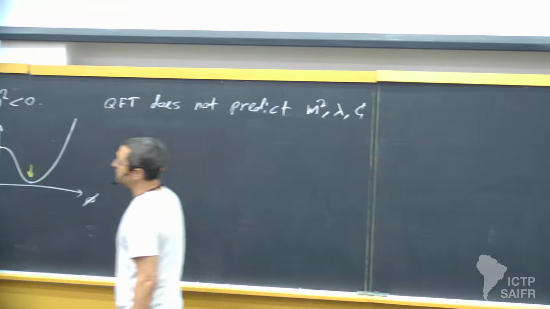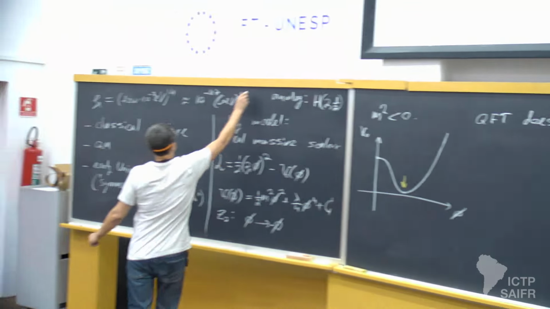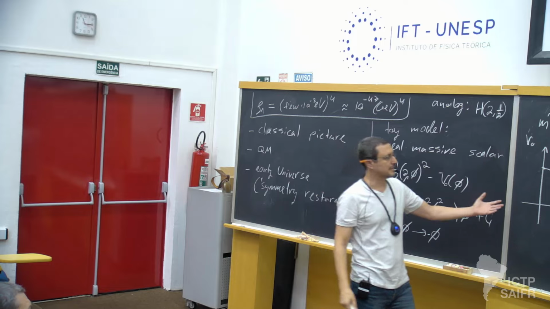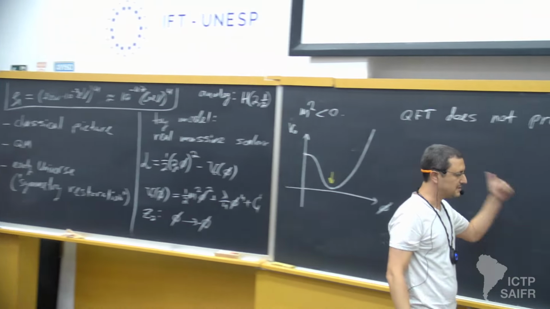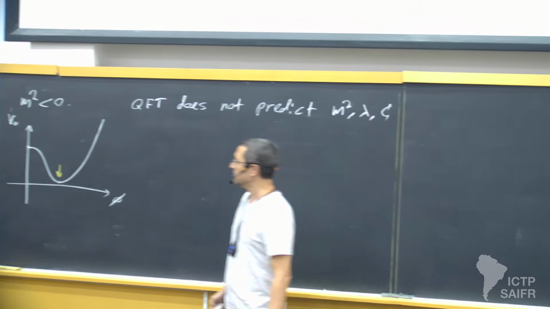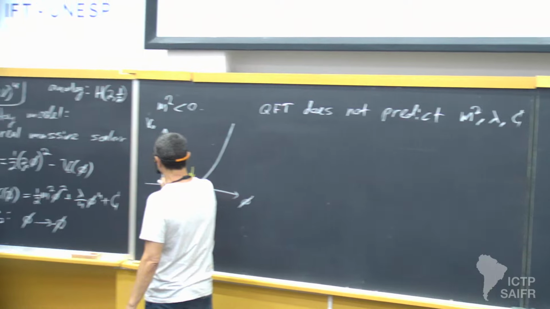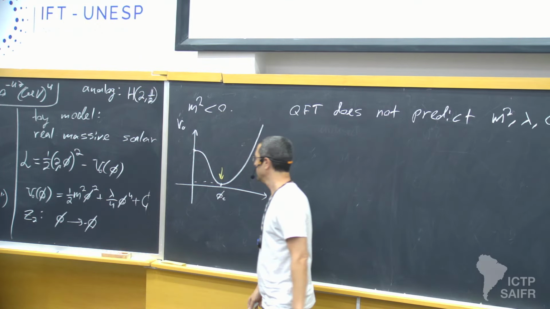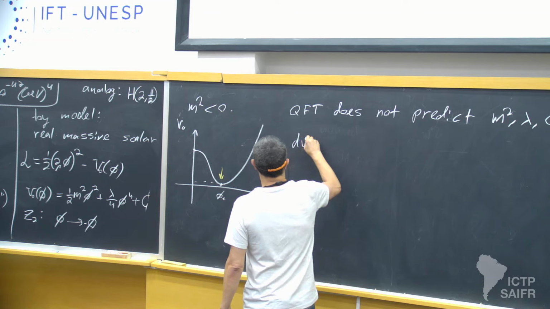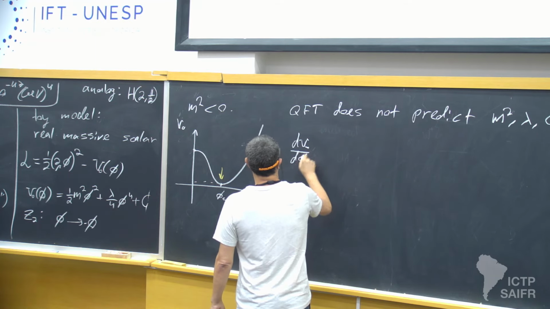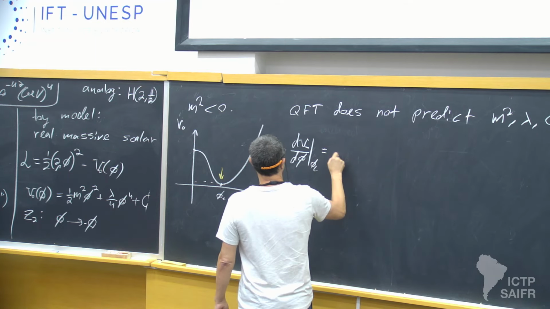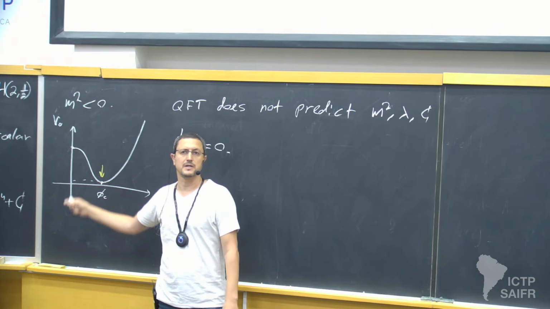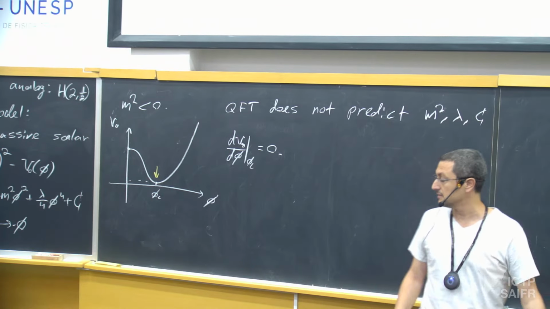And now, to make contact with our rho lambda, where does this classical field theory make contact with our rho lambda? Well, we live somewhere around here. Let's call the place we live in phi c. Phi c is the place where dV0 by d phi at phi c is equal to 0, right? That's the minimum around which I can calculate.